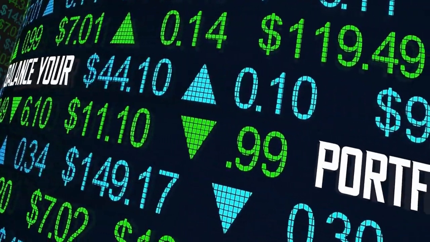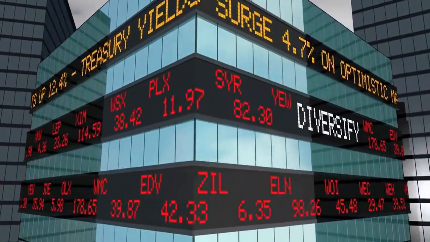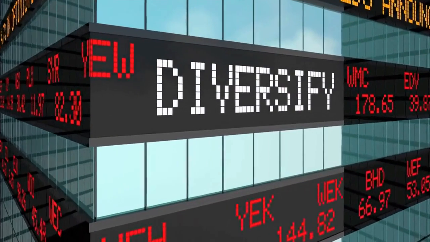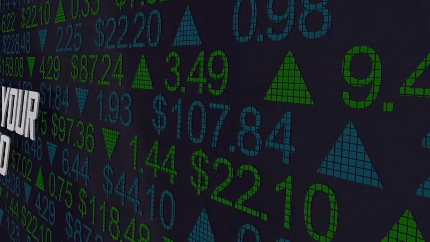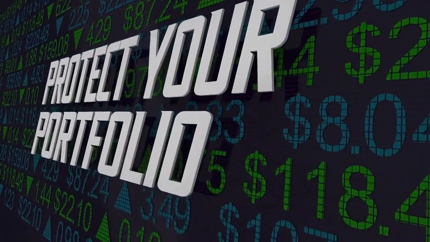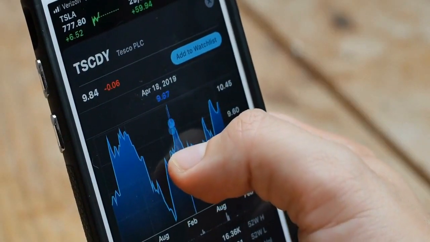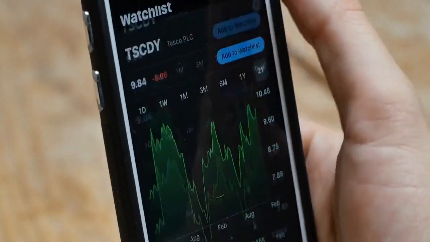1. Diversification. Diversification is a crucial strategy that helps mitigate risk by spreading your investments across different asset classes, industries, and geographic regions. This minimizes the impact of a single poor-performing investment on your overall portfolio. Consider a mix of stocks, bonds, real estate, and even alternative investments like precious metals or cryptocurrencies. Remember, don't put all your eggs in one basket.